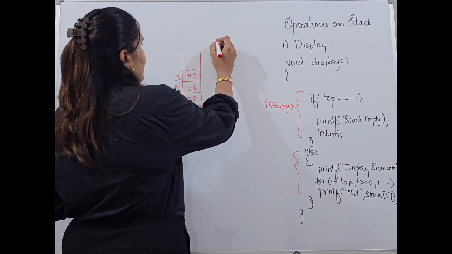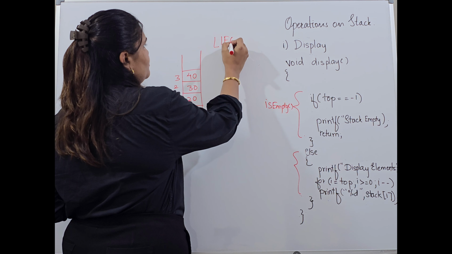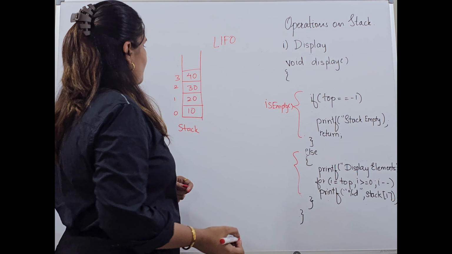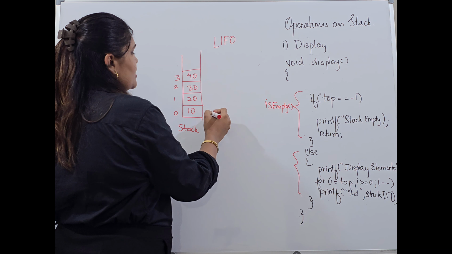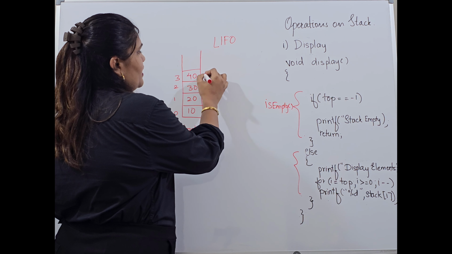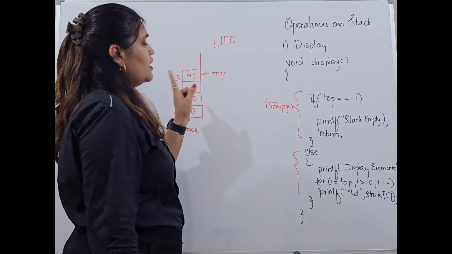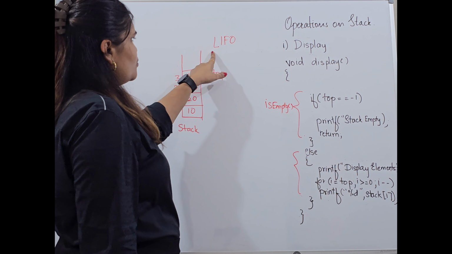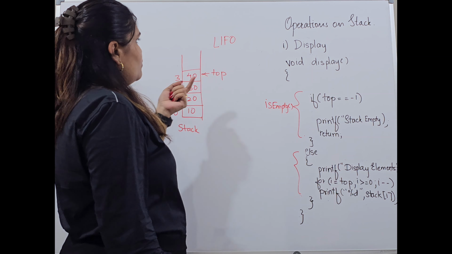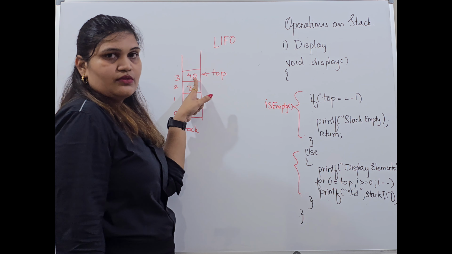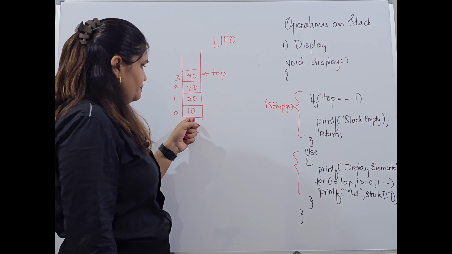We know that stack follows LIFO. That means every time you insert an element, there is something which points to the last element, and that is my top. That top is always going to point to the last element. Whenever I want to delete elements or display elements, I have to start from this particular element, not from below.